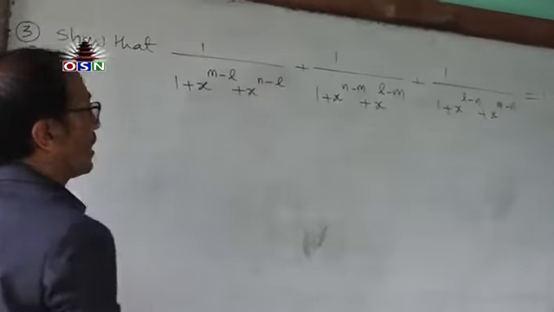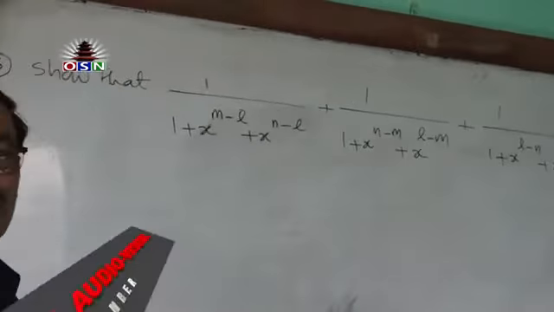Let's see the question. This is related to the law of indices, and we will have to simplify as well. This question is related to the simplification chapter. So you examine this question. Here you can see the denominator in the first fraction, in the second fraction, in the third fraction. In the first fraction, the denominator is x to the power m minus l, x to the power n minus l.